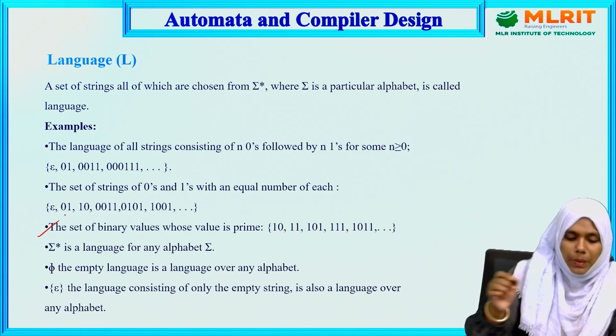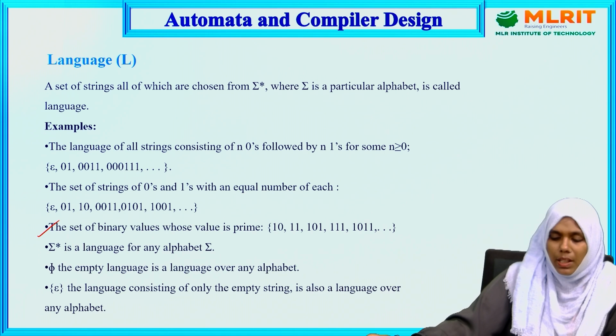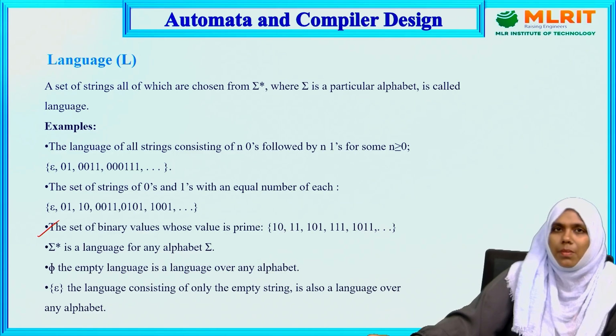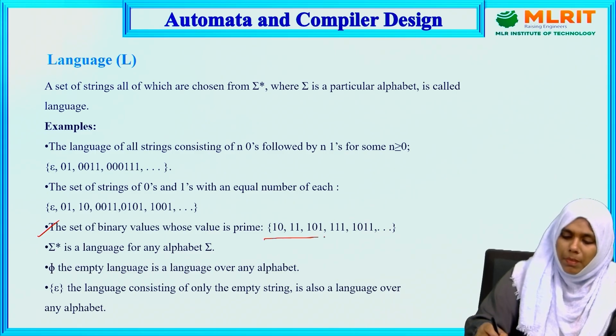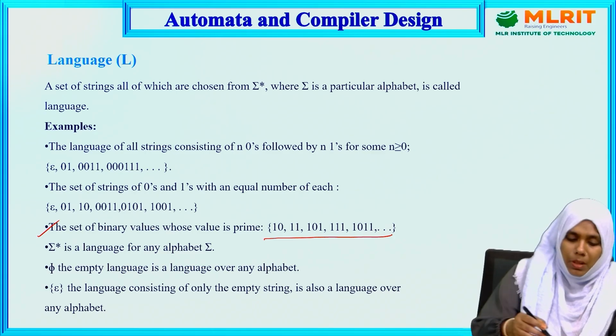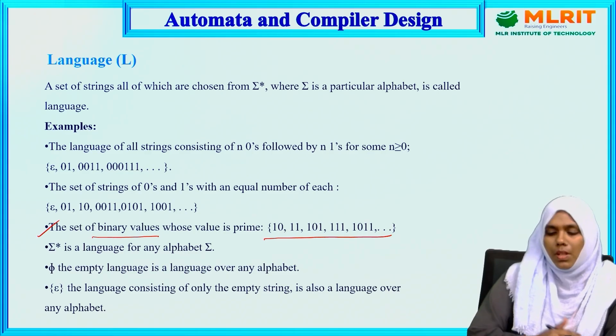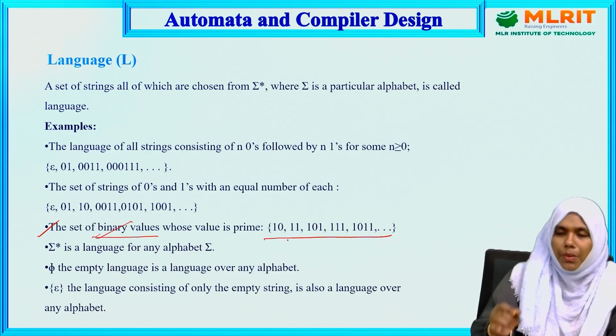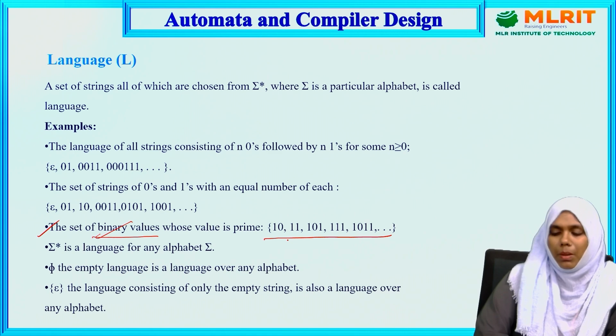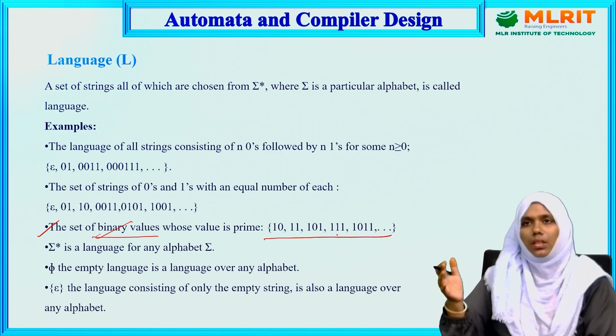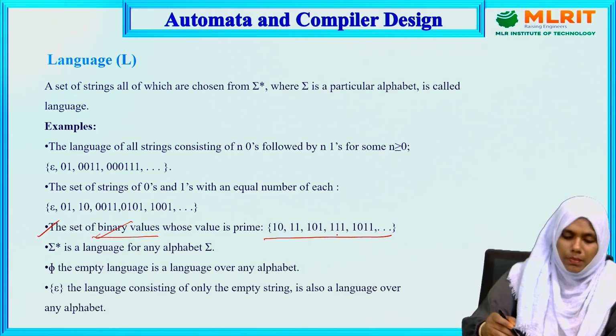Now coming to the third one. The set of binary values whose value is prime. So you have to select the prime numbers here. Prime numbers are nothing but 2, 3, 5, 7, 11, and so on. And what values are you taking? Binary values. What are binary values? 0 and 1. So by using these binary values as input, you have to write the language that is nothing but prime numbers: 2, 3, 5, 7, 11, and so on.